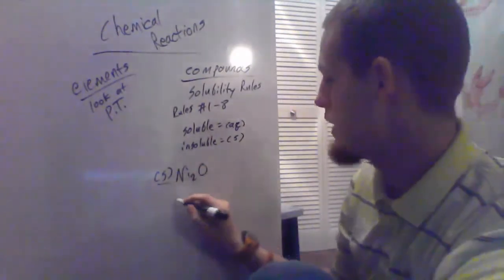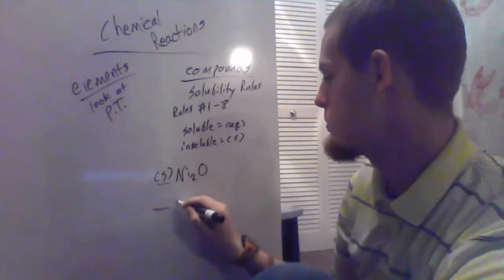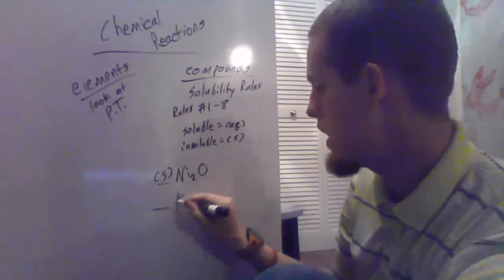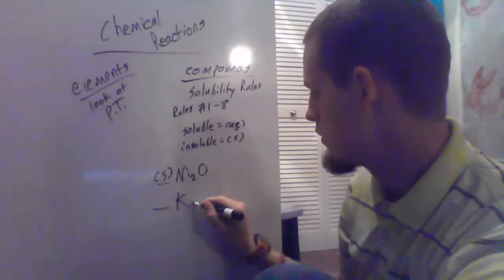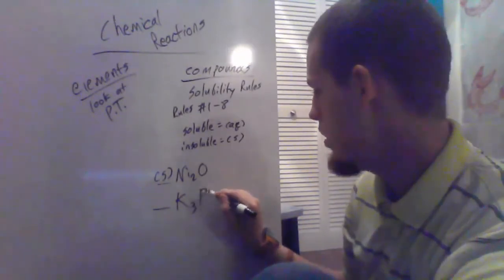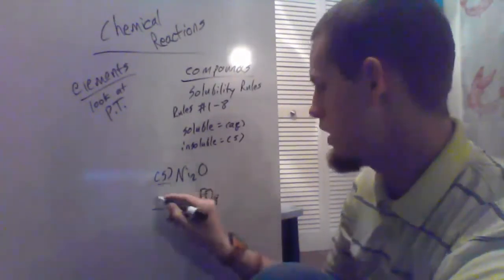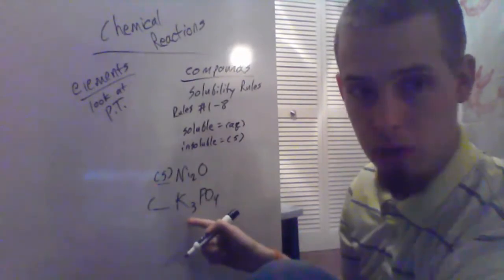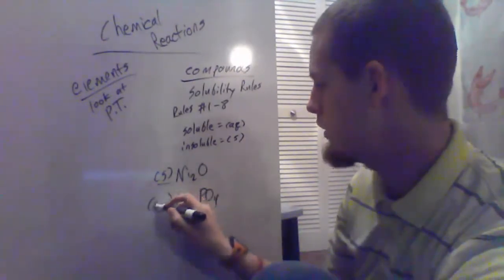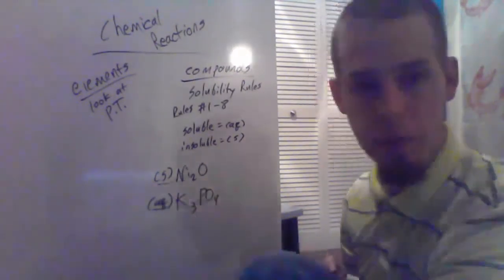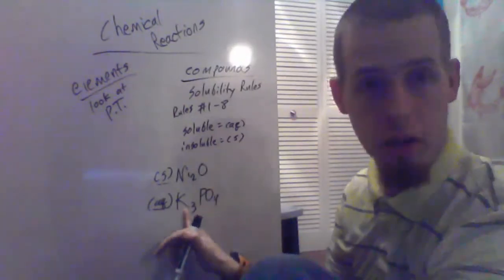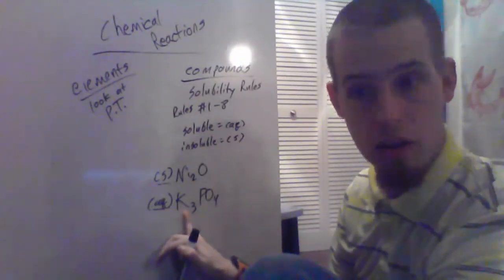Or you might have something like this. You could have something like K3PO4. But again, because all alkali metals are soluble, this is going to be aqueous. That's rule 1, because this one's an alkali metal.